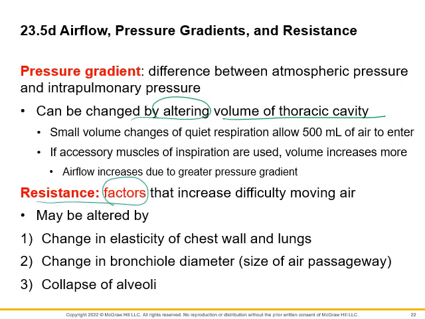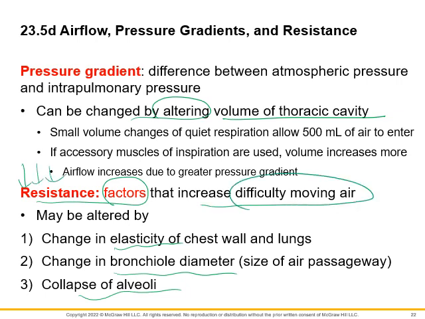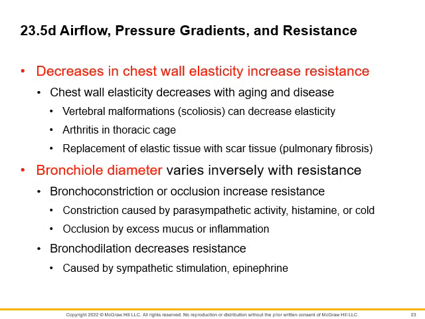Resistance factors. So if you change the elasticity of the chest wall, if your bronchioles become constricted, right? If you have any sort of collapse of the alveoli, those would all be resistance factors which are going to make it more difficult to move air in and out of the lungs. When we look at these factors individually, when we break them down, when I look at chest wall elasticity, I'm usually thinking of this last one. Something happened to the elastic tissue. It was replaced with scar tissue.